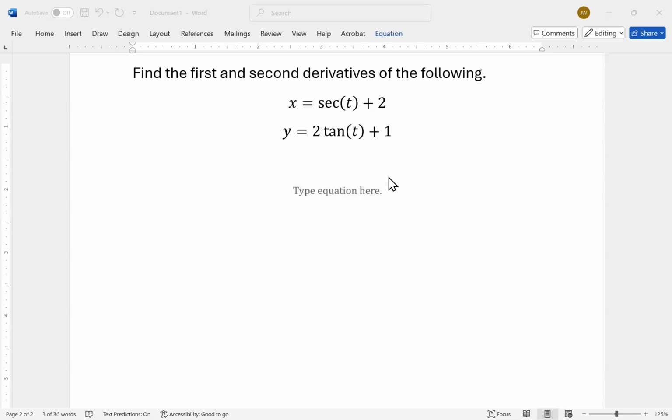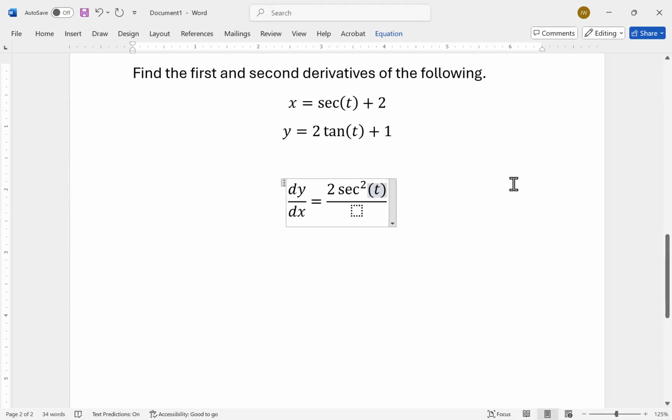As always, if you want to try this on your own, you can push pause on the video. The first derivative that we calculate is going to be the derivative of 2 times tangent of t plus 1. Now, the derivative of tangent is secant squared. So if I take the derivative with respect to t, it is going to be 2 times secant squared of t, and then the derivative of 1 becomes 0.